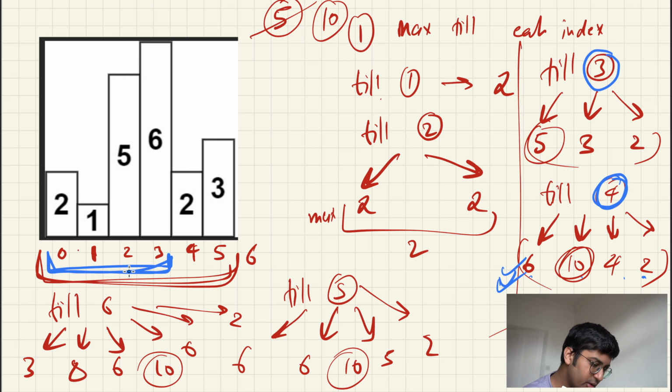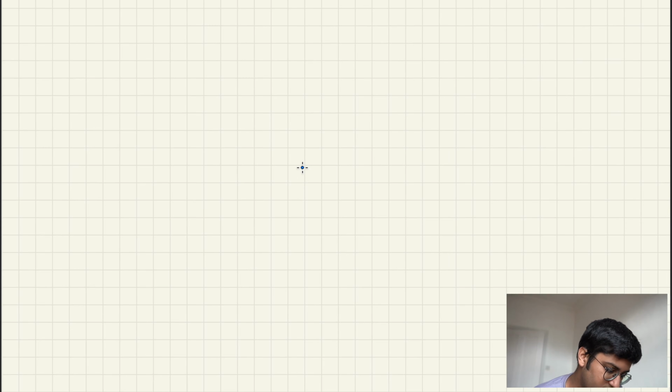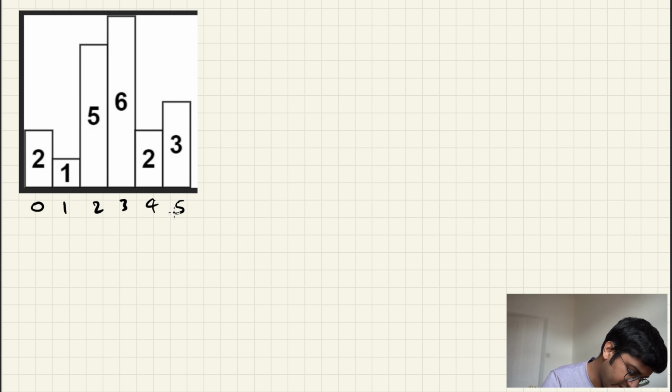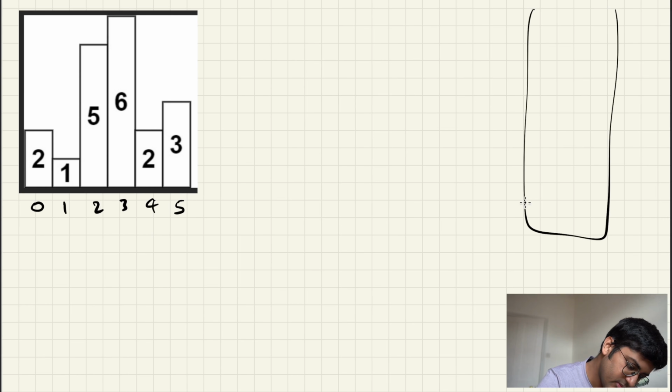So what you can do is, let's see how we're going to do it with a stack. Answer till now. Let's say index number 0. Answer till now: we want 1, 2, 3, 4, 5. Let's say we use a stack for this.